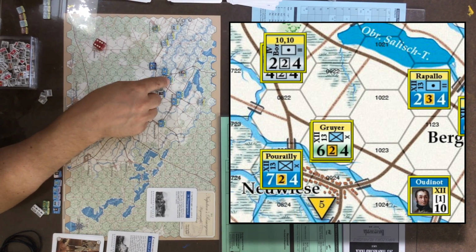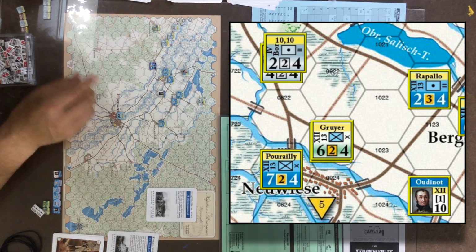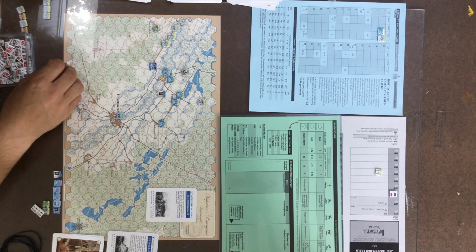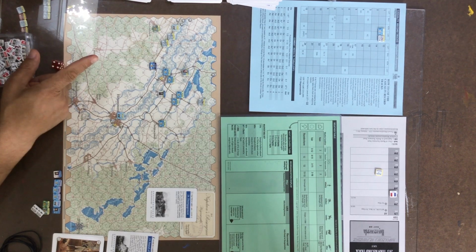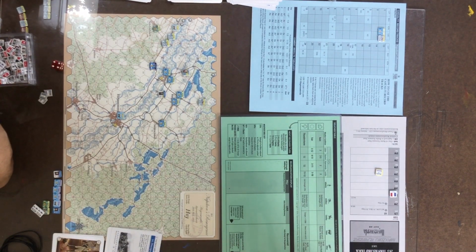And these guys can come in if they want. Yeah. We'll just stay there. So that ends the combat there. They push Bülow's guys away from Neuweisse. No combat over here. So it goes to the Prussian player's turn.